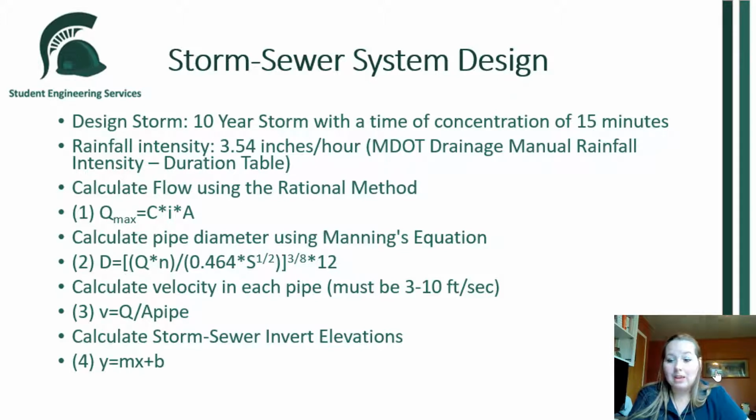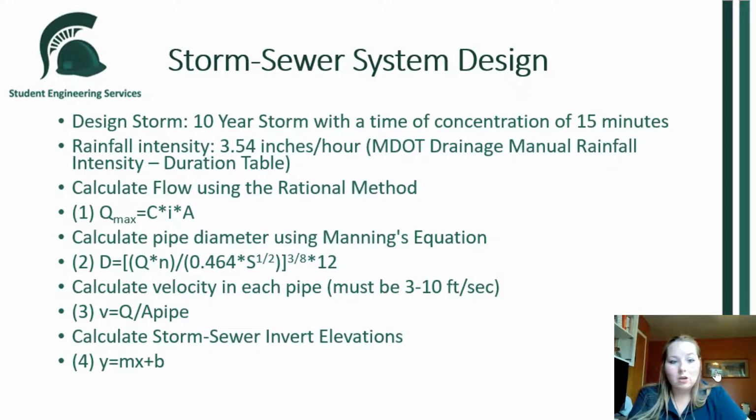The flow may be calculated in each pipe using the rational method, which is Qmax equals C times I times A, where Qmax is in cubic feet per second, C is just a coefficient, I is the rainfall intensity in inches per hour, and A is the total area in acres drained by each pipe. The pipe diameter may then be calculated using Manning's equation shown in equation 2.